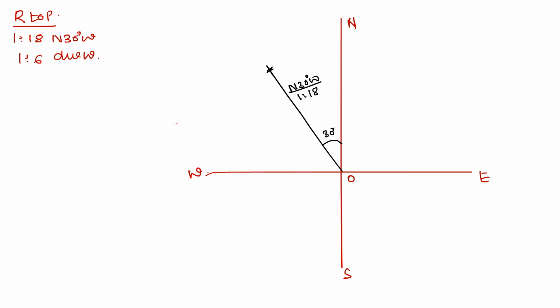So I'll name this point. This is my point R. Okay, and this is my point P. Same way this will be 1:6, so 1 in 6 will come here. This is my point Q. Now what I'll do is I'll join these points. This point and another is this point.